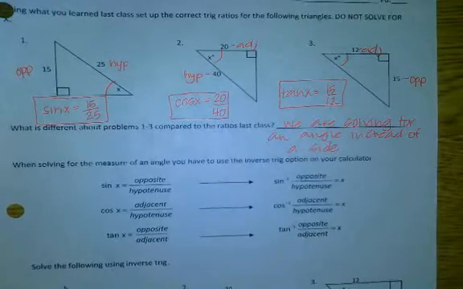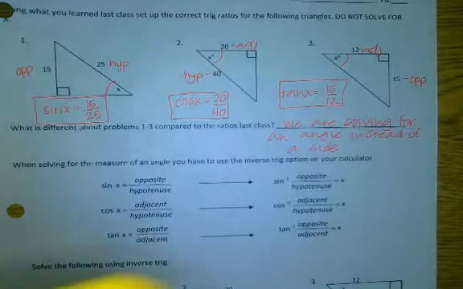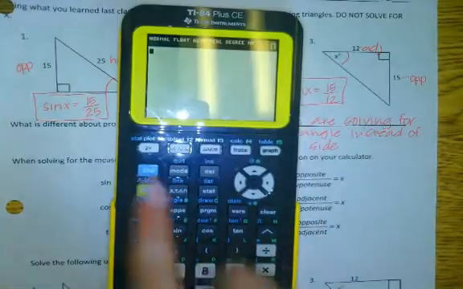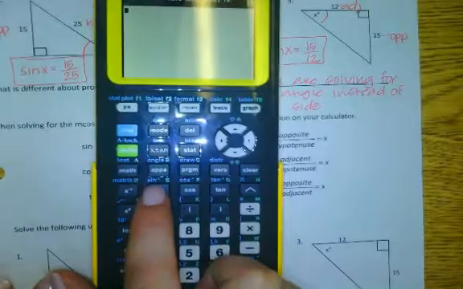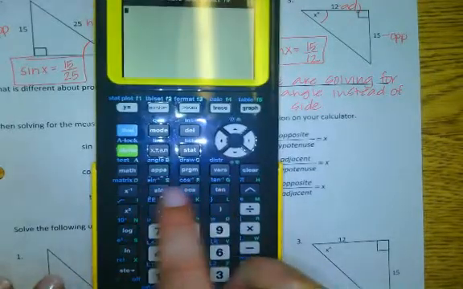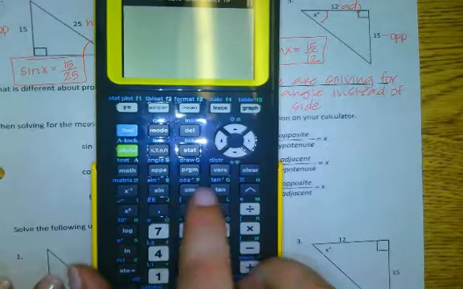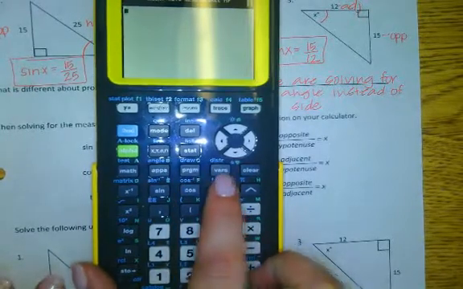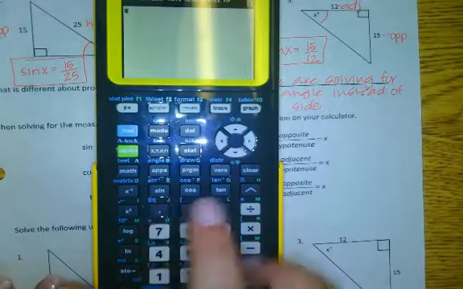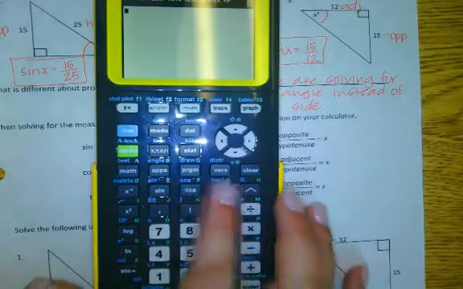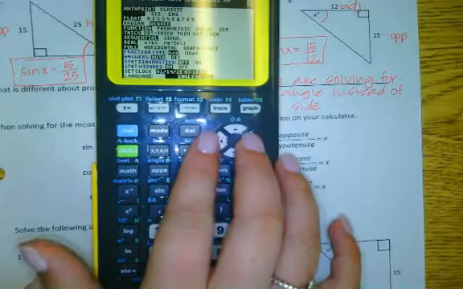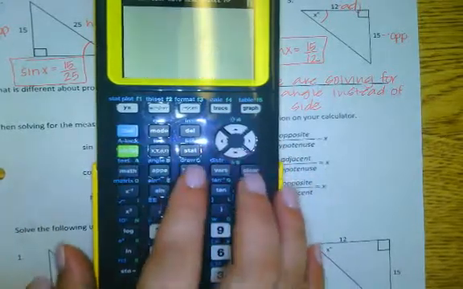Okay, so rather than just using sine, cosine, and tangent, now you're using the second feature to get to those blue terms above our normal trig function buttons. So you're going to have sine inverse, cosine inverse, tangent inverse. What is important that you make sure of on your calculator? You are in degree mode, so double check, make sure it's still in degree mode before you continue.